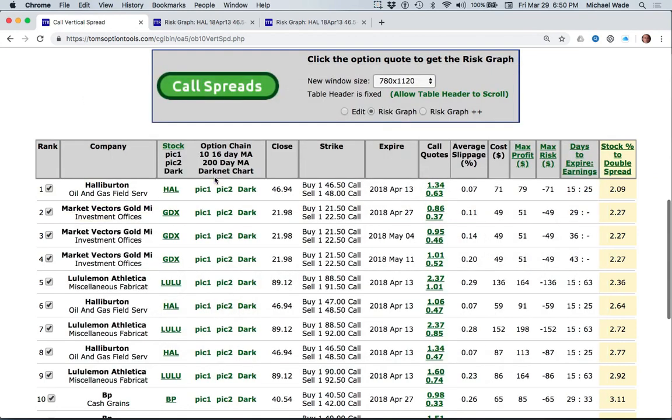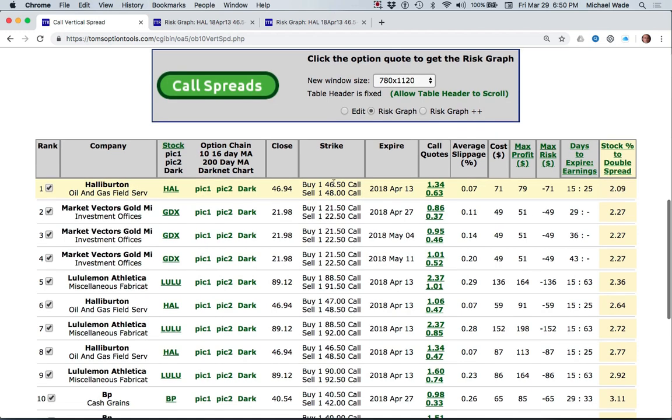You can look at the 200-day moving average, the darknet chart if you choose to. It's got the closing price. It's got the strikes that are being used. We're buying a lower strike call at 46.50 and selling a higher strike 48. And we're using April options. This is a vertical spread: 2 different strike prices in the same month.